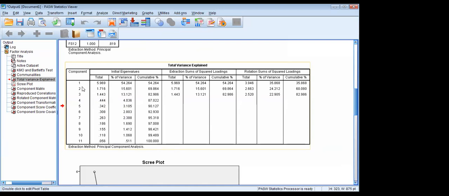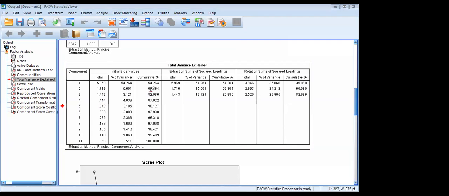Keeping that in mind, this SPSS took the first 3 components only. That means component 1, 2, 3. Component 1 explains maximum variation, right? 5.9. When you see the percentage, it is 54%. Component 2, 15. Component 3, 13%. Cumulative means you have to add 54 plus 15, 69, plus 13, 82. What is the maximum percentage here? See here, 82.986. I have circled it.